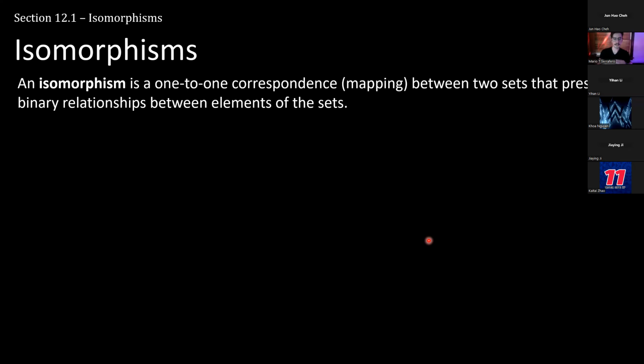Isomorphism is a concept that is very broad. It's not just in graph theory. In general, an isomorphism in math, and even in philosophy, people use isomorphisms too, is a one-to-one correspondence or mapping between 2 sets that preserves binary relationships between elements of those sets. Those binary relationships can be many things.